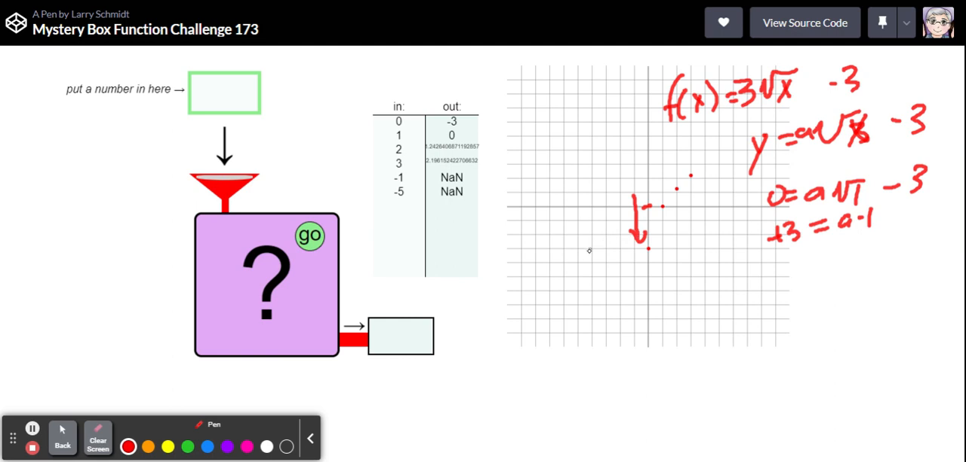Let's double check that that works here. If you put in a 0, this part would be 0. You'd get a -3. If you put in a 1, 3 minus 3, that would be 0. Can we predict some other value? Let's put in a 9. If we put in a 9 here, we'd get 3, square root of 9 is 3, times 3 would be 9, minus 3 would be 6. So if we put in a 9, we should get a 6 if we're right. There it is. I think we've got this.